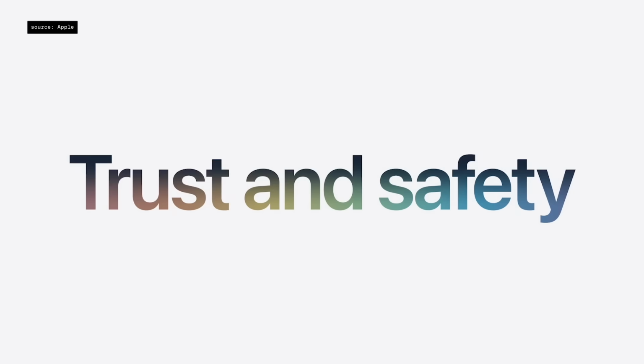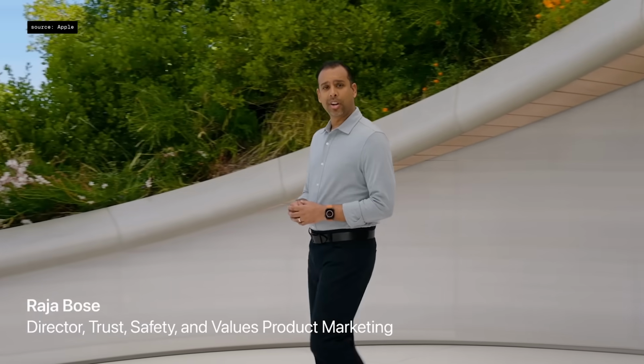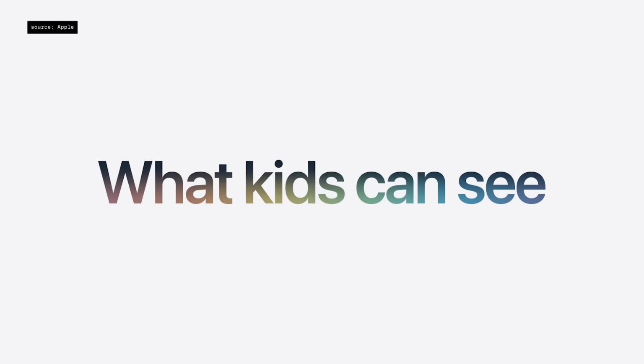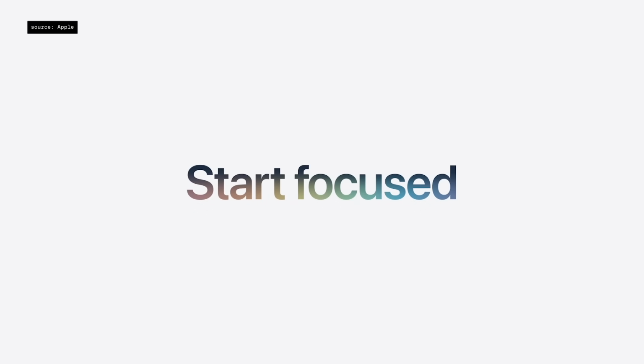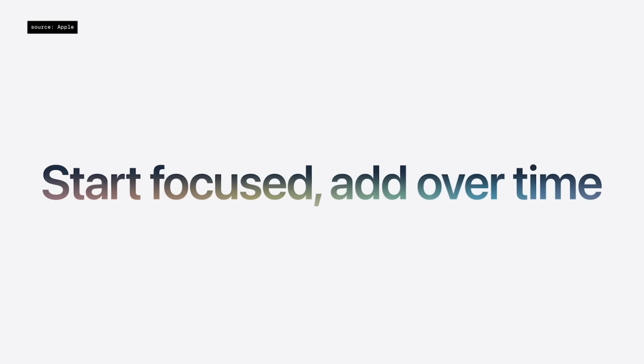Let's talk about trust and safety. As parents, we want our kids to get started on the right foot. Let's start with what content kids can see. Starting this year, parents can ensure their kids start focused by giving them access to only the content they are comfortable with. Then, gradually and when appropriate, add more over time.